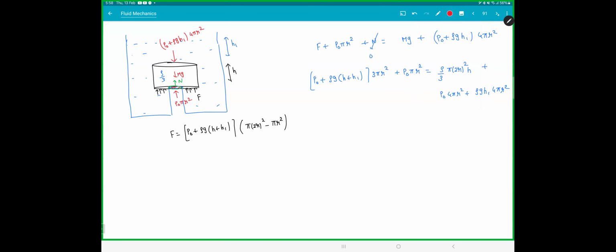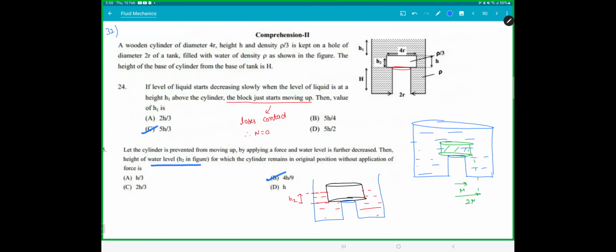From here you can see this term P naught will cancel off. You will be left with rho g also cancelling. You'll have 3 into (h plus h1), this is 1 by 4 by 3 h plus 4 h1. This guy will be 3h minus 4h by 3 is h1. So h1 will be 5h by 3. Yeah, that's your C answer.